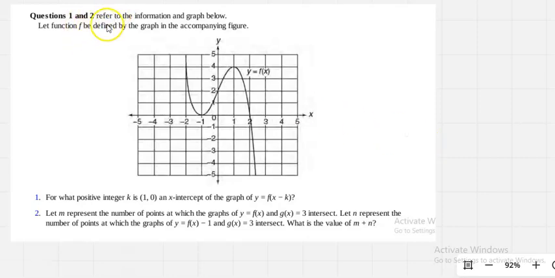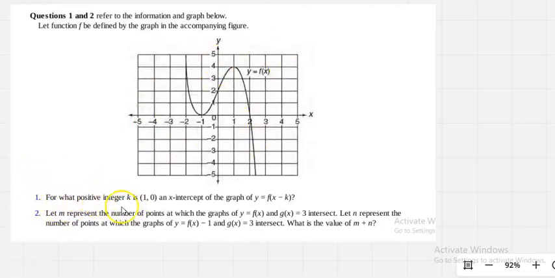Questions 1 and 2 refer to the information and graph below. Let function f be defined by the graph in the accompanying figure. So we have a graph with 2 terms in the question. Now the questions are, question number 1, there are 2 questions to answer here.